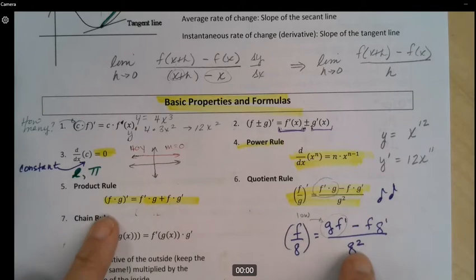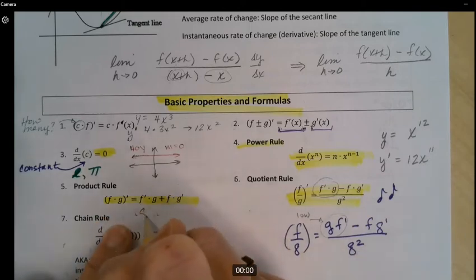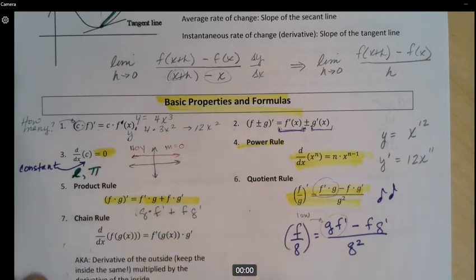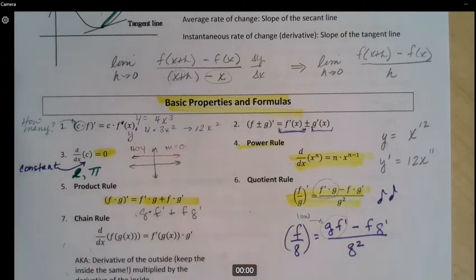If you like to sing the song, you can switch this around to G times F prime plus F times G prime. You can do whatever you want. I got to tell you the truth, when I do it, a lot of times I look at my things and see which one's easier, and I start with that derivative because that makes me feel good that I can get something under my belt. Does that help a little bit?